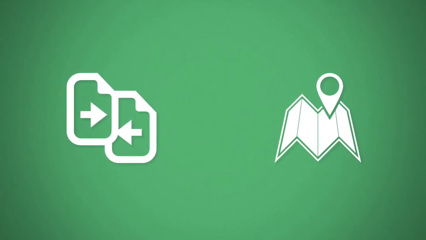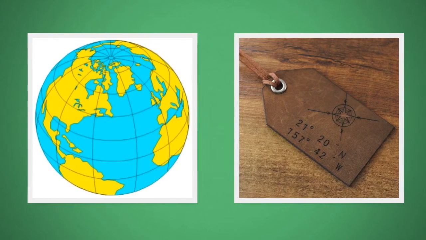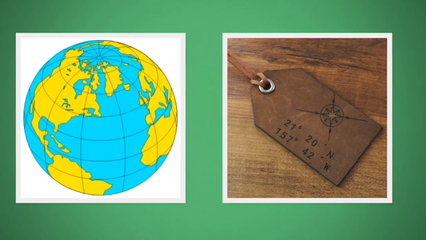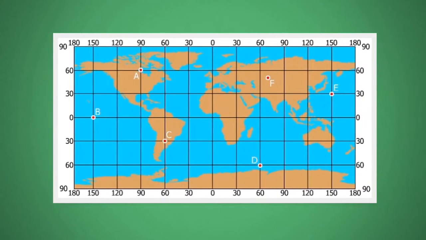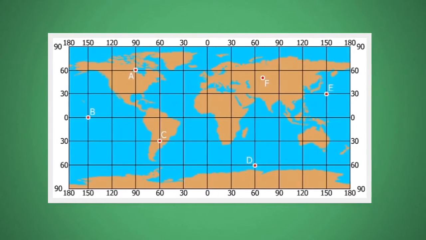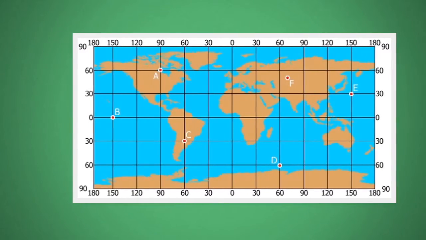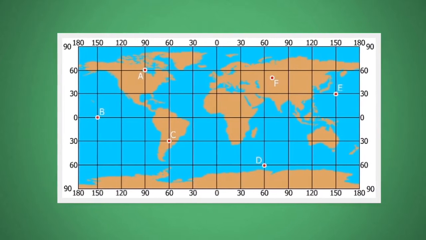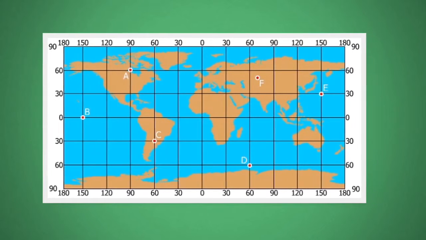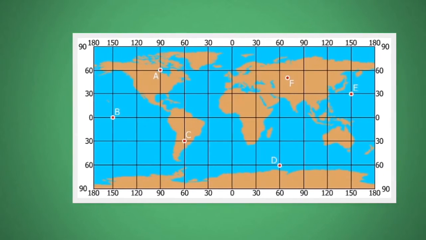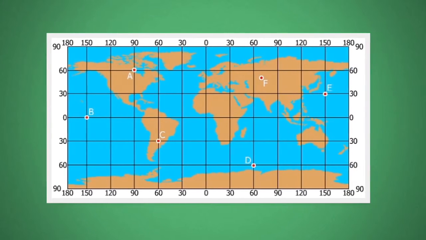When you combine latitude and longitude, you can easily find any place on Earth. And then, this is what it looks like. Have a look at this map. For example, place A is at 60 degrees north and 90 degrees west. Can you find out where place E is? The right answer should be 30 degrees north and 150 degrees east.